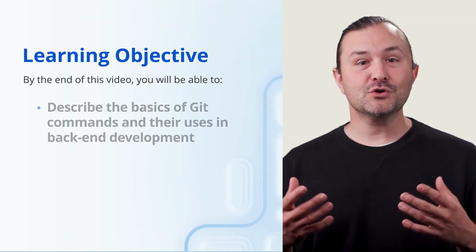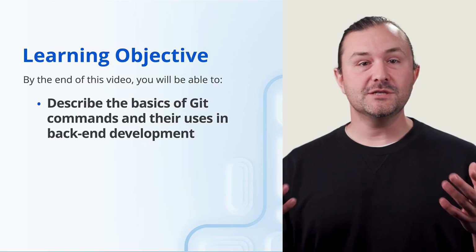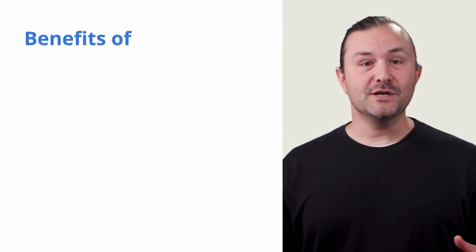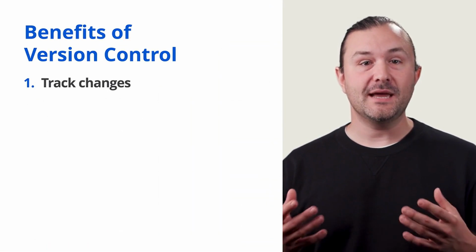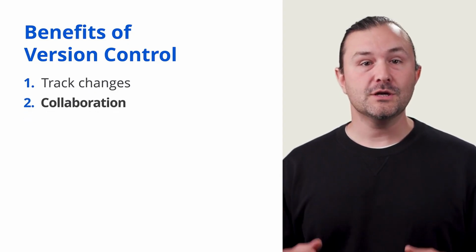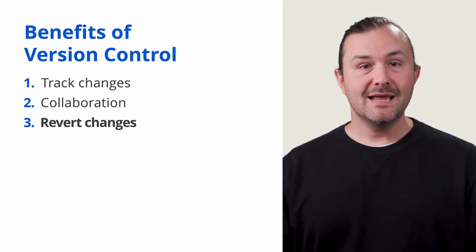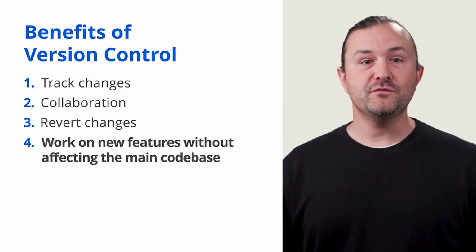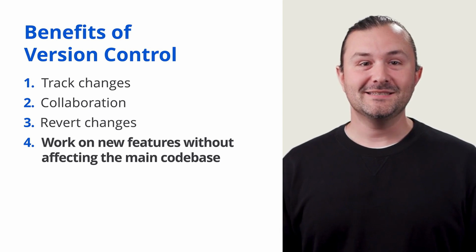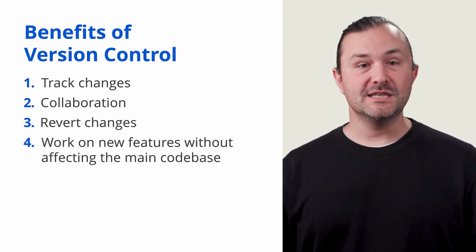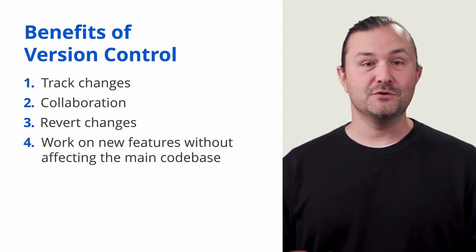In this video, we will describe the basic Git commands and their uses in backend development. Version control is crucial because it tracks all changes made to the code, allows multiple developers to collaborate simultaneously, enables easy reversions to previous versions, and lets developers work on new features or fixes without affecting the main codebase. Though there are other version control systems, most developers use Git for version control.